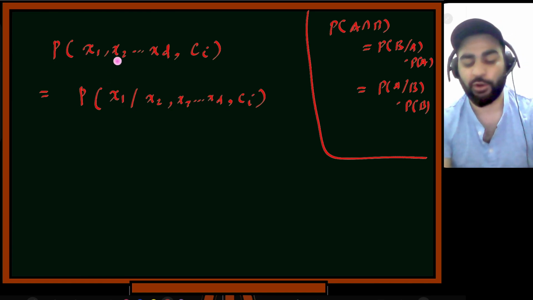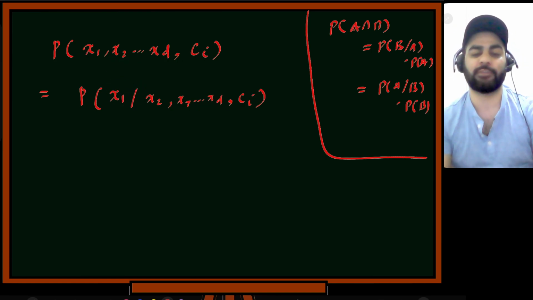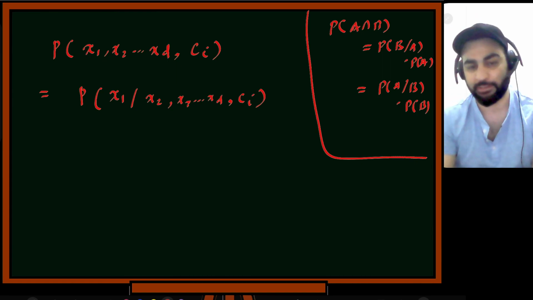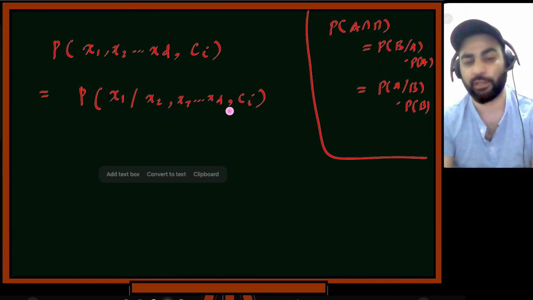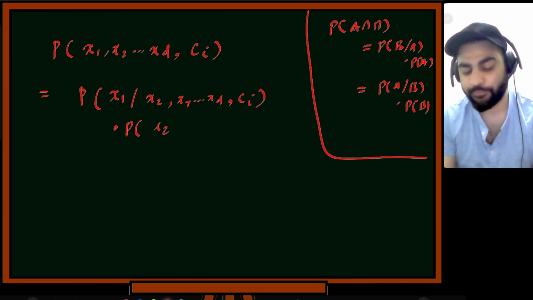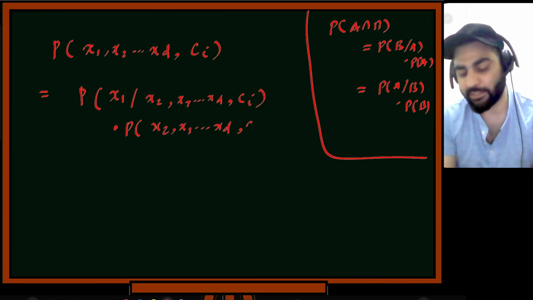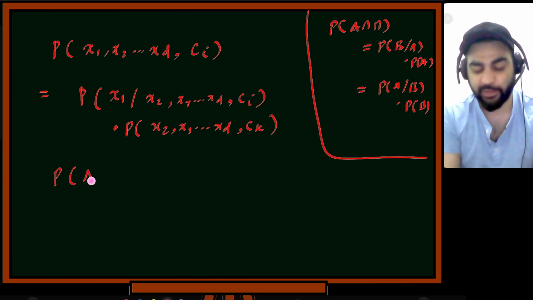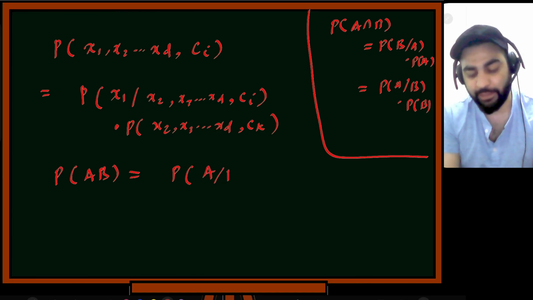I hope that you understood this part. So I said all of this happened. So probability of x1, this is just the multiplication rule that we have done in probability a lot. So probability that x1, given that all of this happened, multiplied by probability of x2, x3 till xd, ck. Is it clear till this point? Because I'm doing nothing, I'm just using probability of a intersection b is equal to probability of a given b multiplied by probability of b. This is what I'm doing.